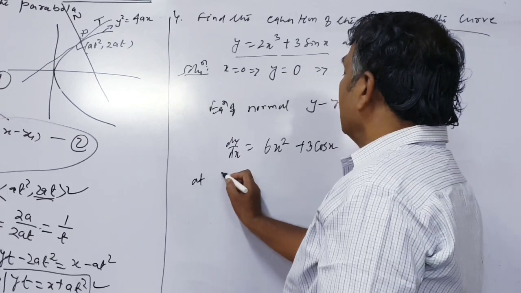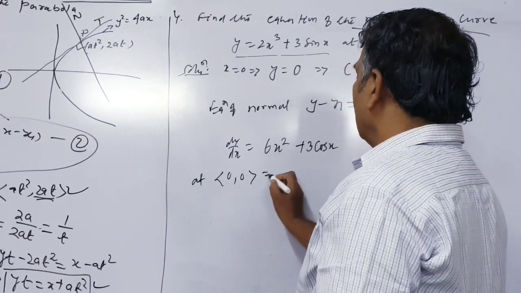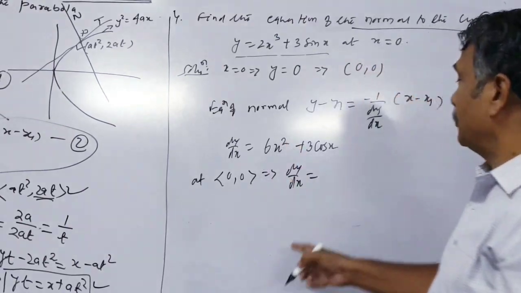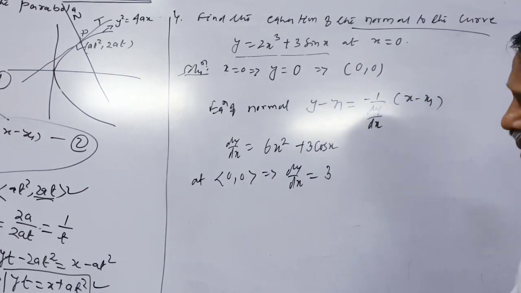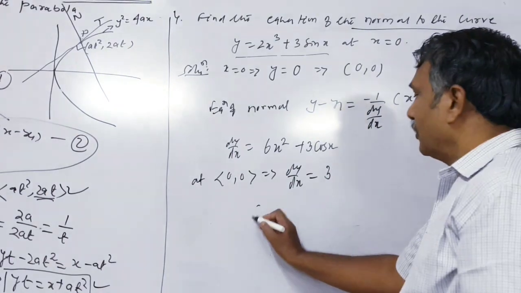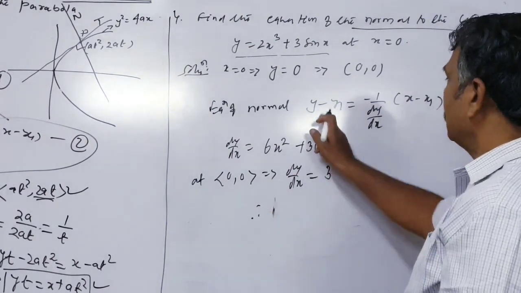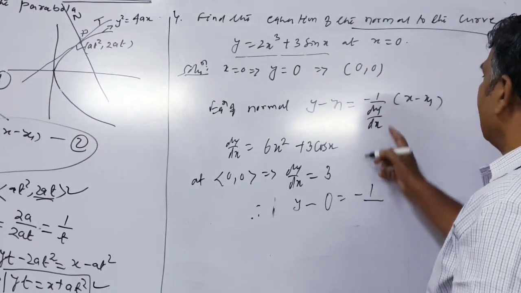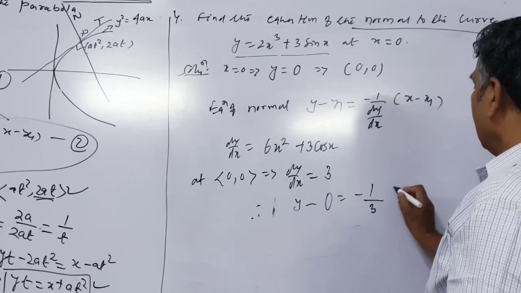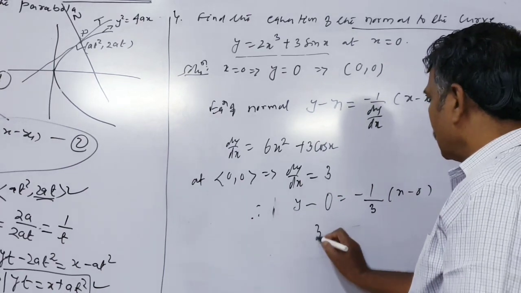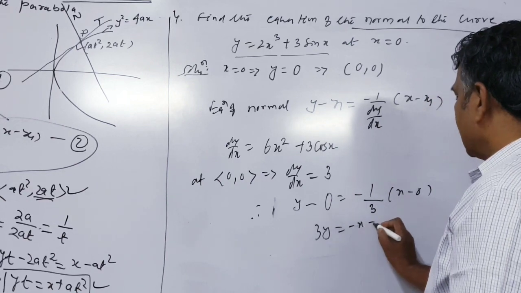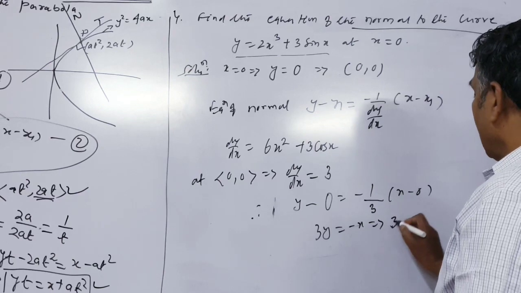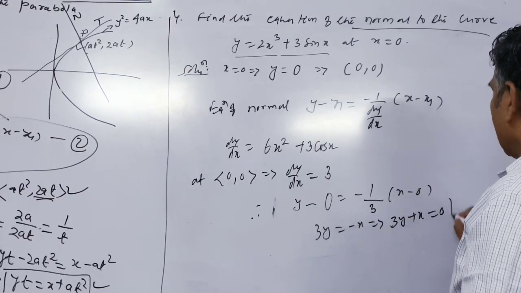Now at (0, 0), what is the dy by dx? X equal 0, x square 0, cos 0 equal to 1. So 3. Therefore, the equation of normal is y minus y1, 0, equal to minus 1 by dy by dx, 3, into x minus 0. Or 3y equal to minus x, or 3y plus x equal to 0. Now this is the answer.